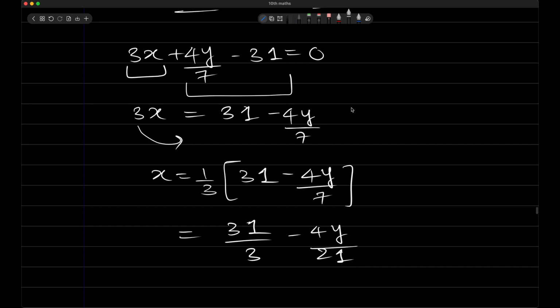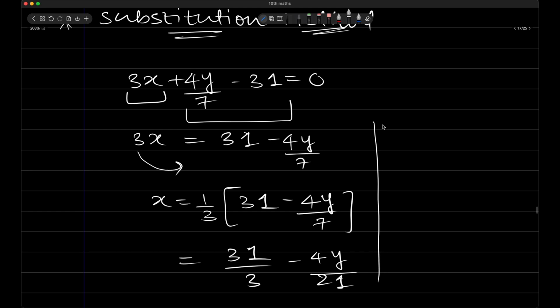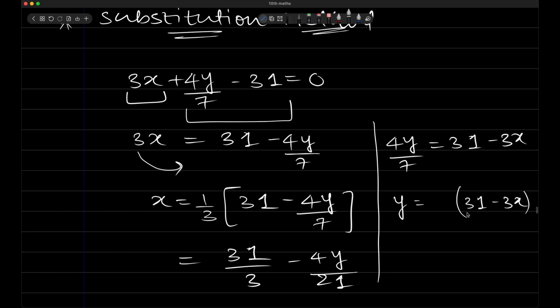Now if you want to make y the subject in this equation, we send all the terms except y to the other side, that is 4y upon 7 equals 31 minus 3x. Now to make y the subject, send all the coefficients to the other side, that is 31 minus 3x as it is in bracket, then 7 goes into the numerator and 4 comes into the denominator. We have seen how to make only x and only y the subject.